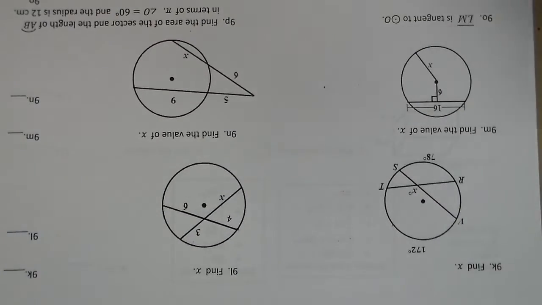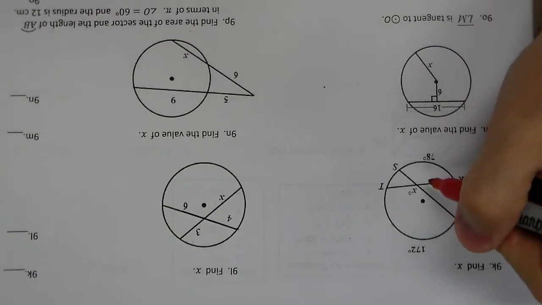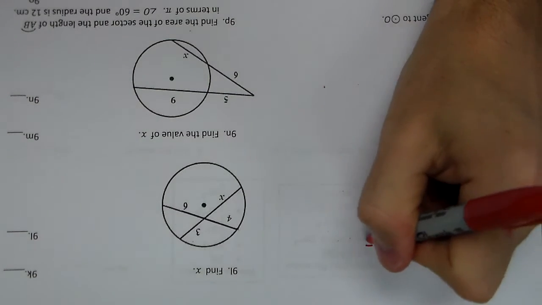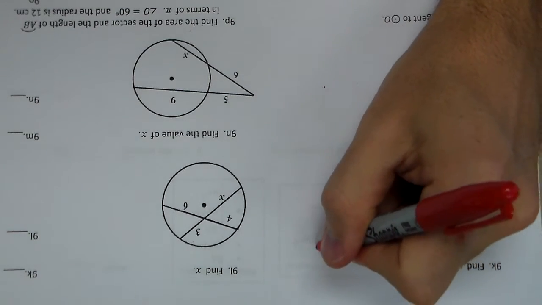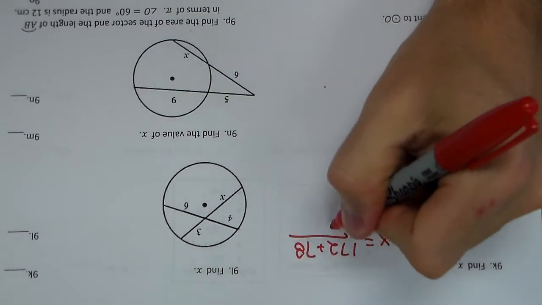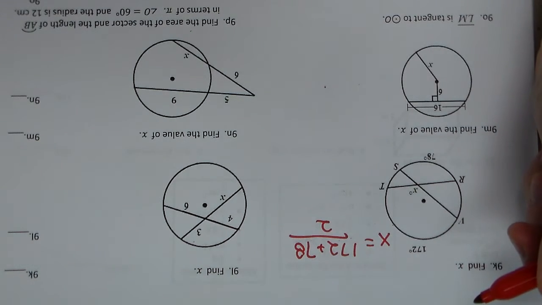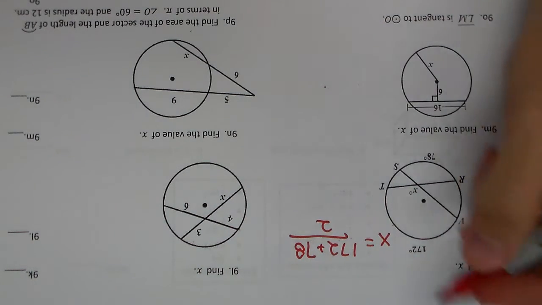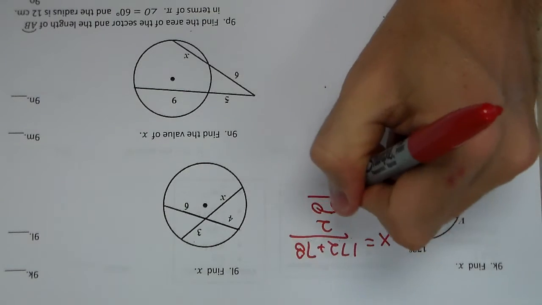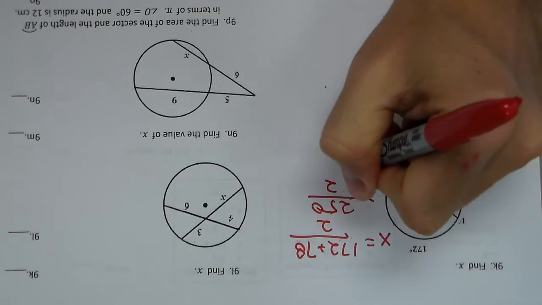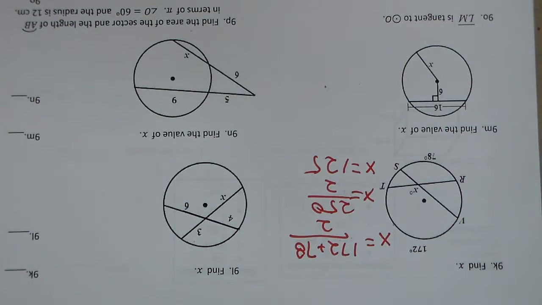Now for 9K, it's the angle on the inside, so I'm going to add the arcs. So it's 172 plus 78 over 2. 172 plus 78 is 250. Divide that by 2, and I get 125.